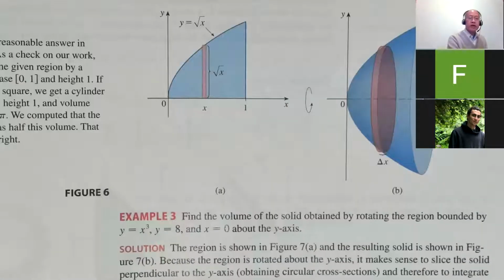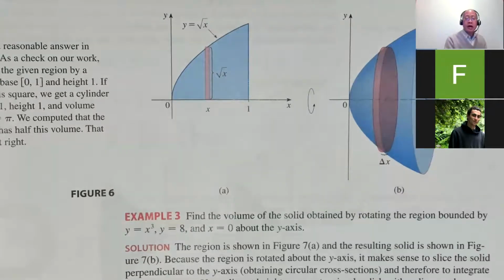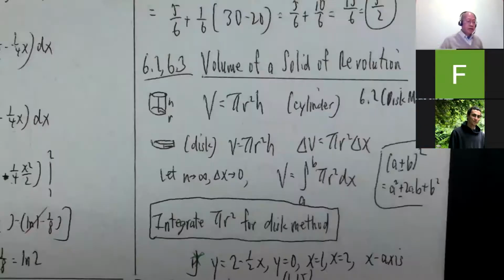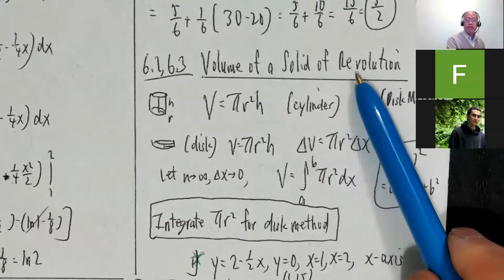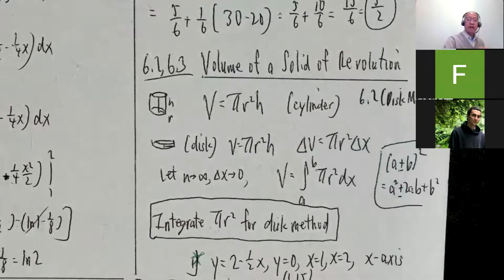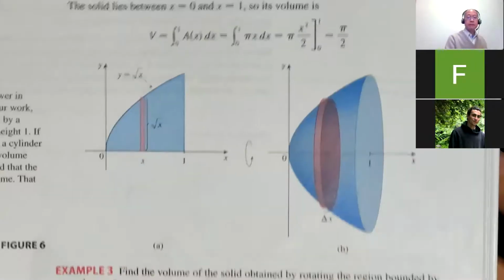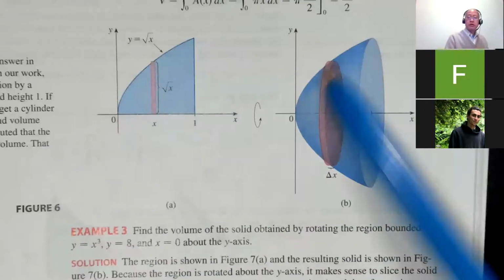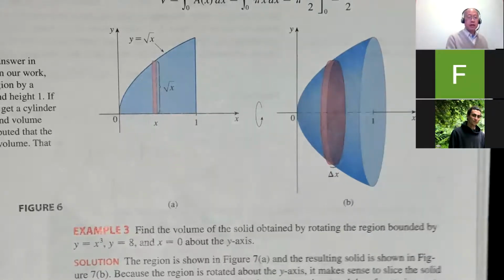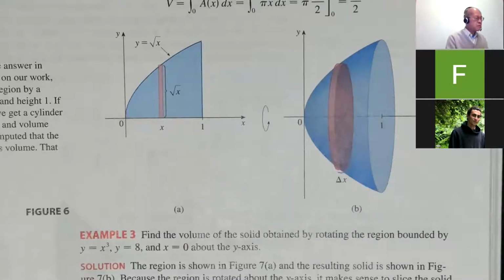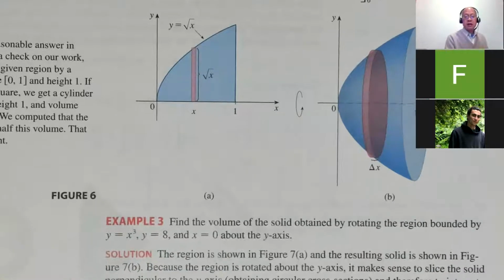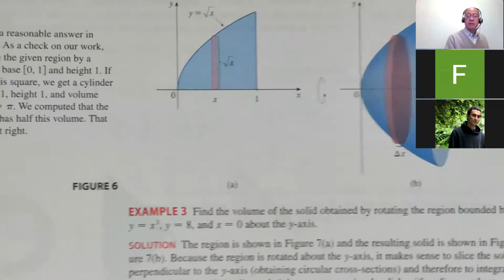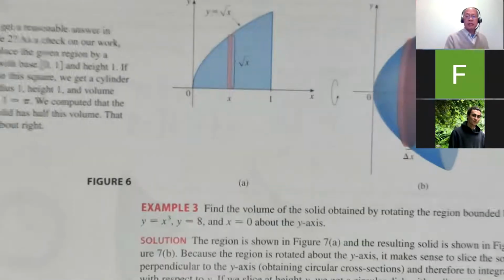So we're taking some region and revolving it about some axis. So that's why we say volume of a solid of revolution. We take some two-dimensional figure, we spin it about some axis, we get a three-dimensional shape, right? And we're trying to find the volume of that shape. Seems pretty complicated, but if you break it down, its analysis, it's actually not that bad.